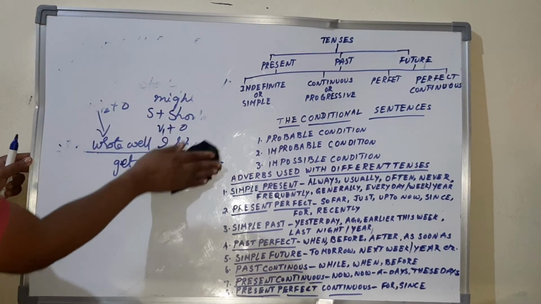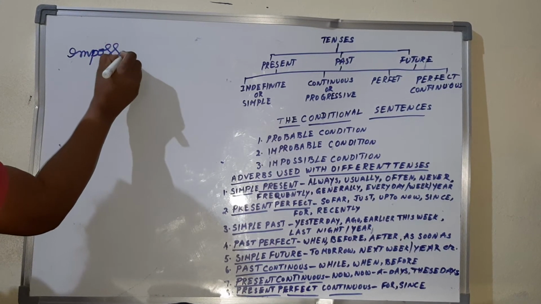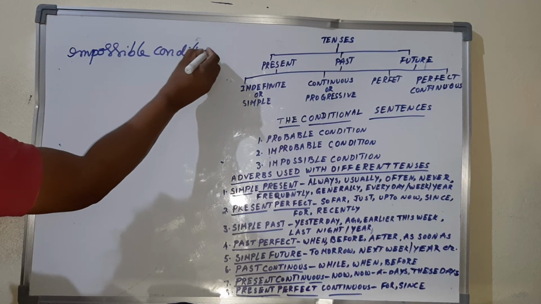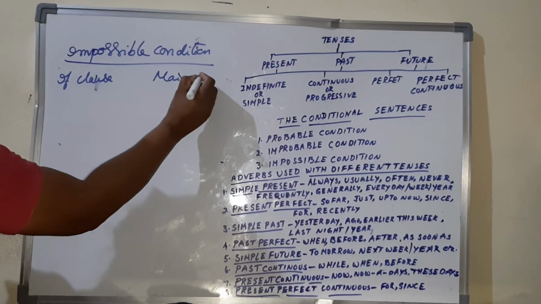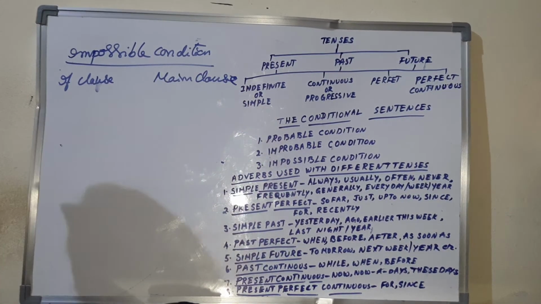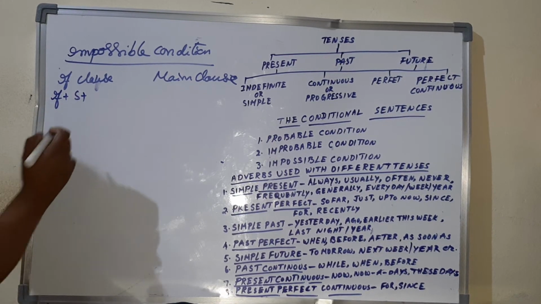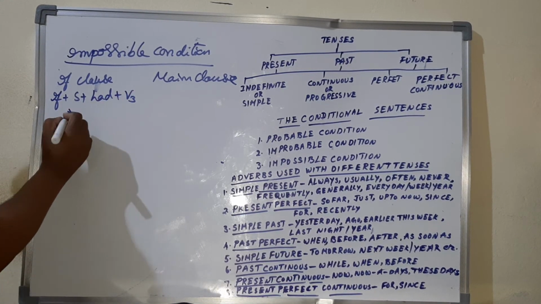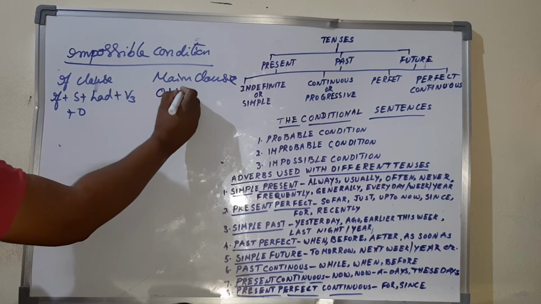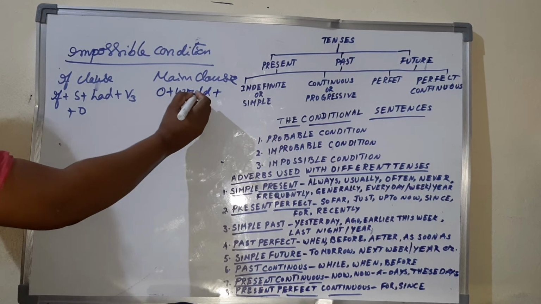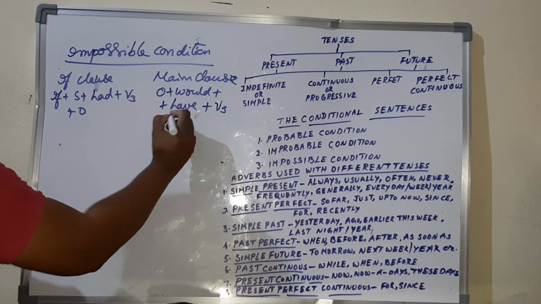Next conditional is the impossible conditional. This is also related to the if clause and main clause. In this impossible condition, it is: if plus subject plus had plus V3, then object. In the main clause, we use subject, would, have plus V3 form, and object.